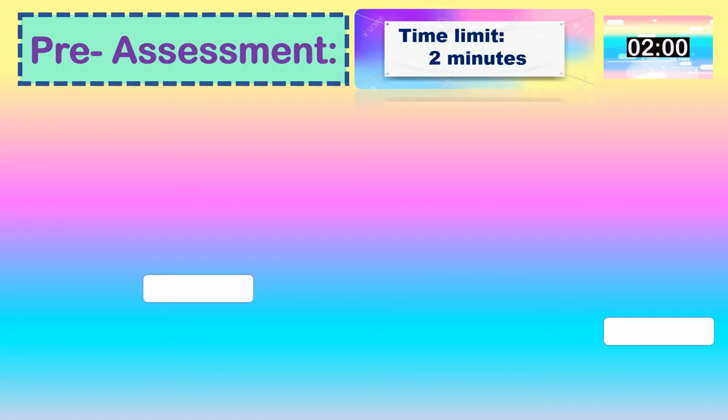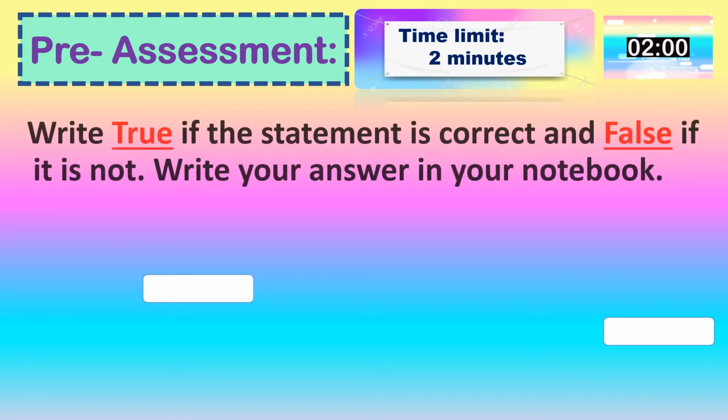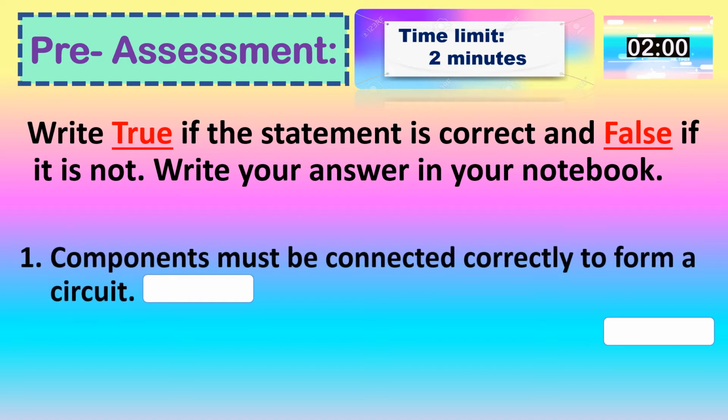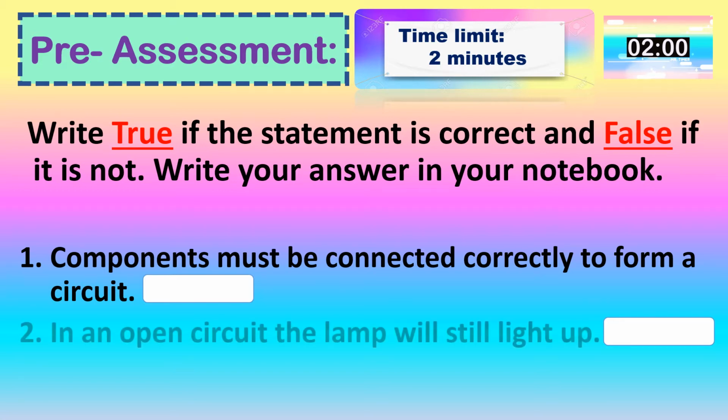Let's start. For pre-assessment, write true if the statement is correct and false if it is not. Write your answer in your notebook. Number 1, components must be connected correctly to form a circuit. Number 2, in an open circuit, the lamp will still light up. You have only 2 minutes to do this pre-assessment.